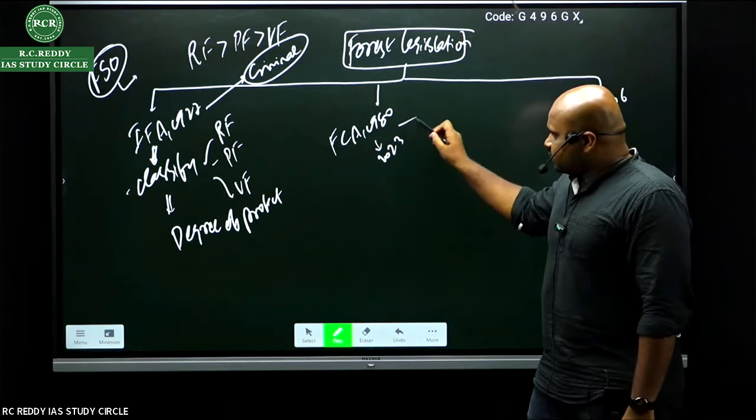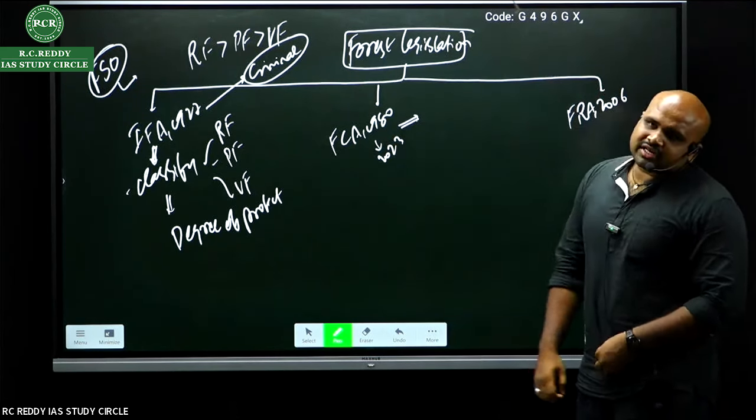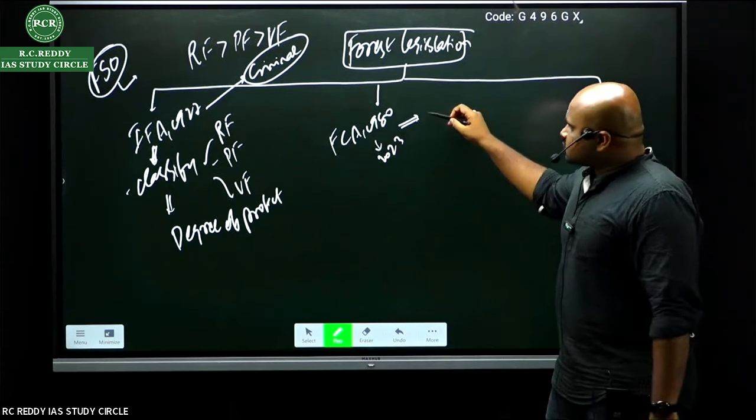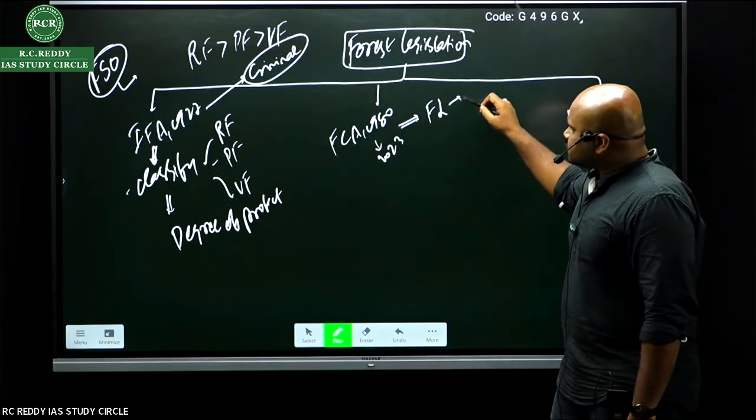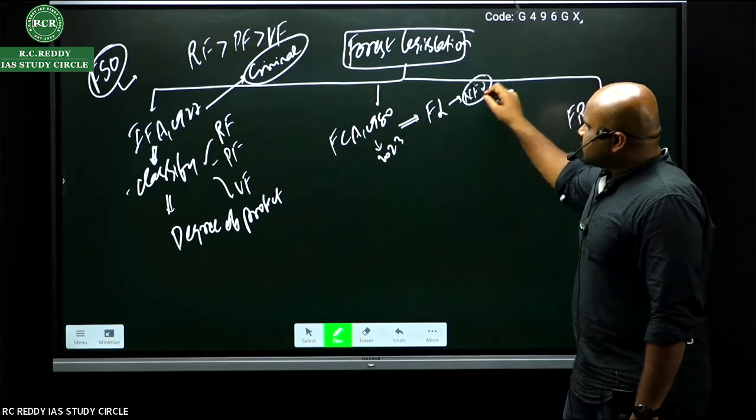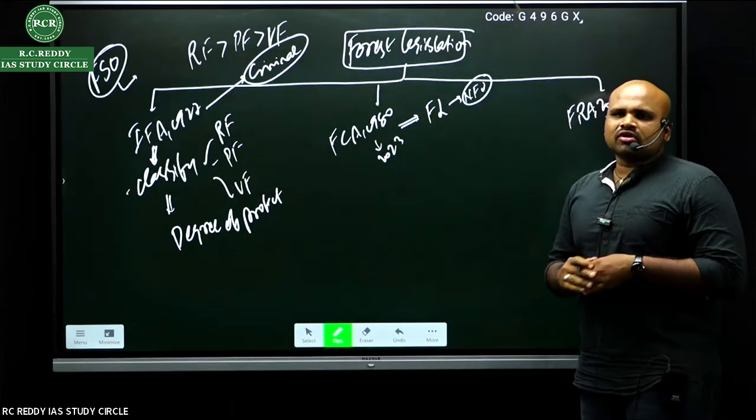The next thing is that we see the Forest Conservation Act, 1980. One small thing that you have to understand in the context of the Forest Conservation Act, 1980, is it talks about the diversion of forest lands into non-forest usage. Diversion of forest land into non-forest usage.